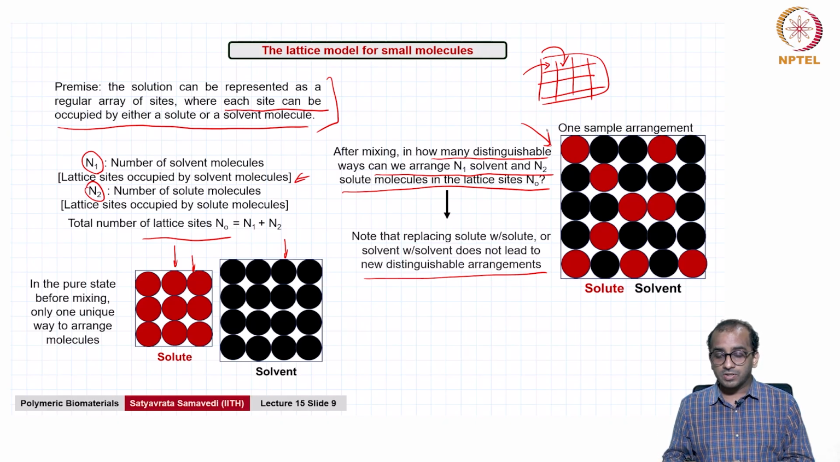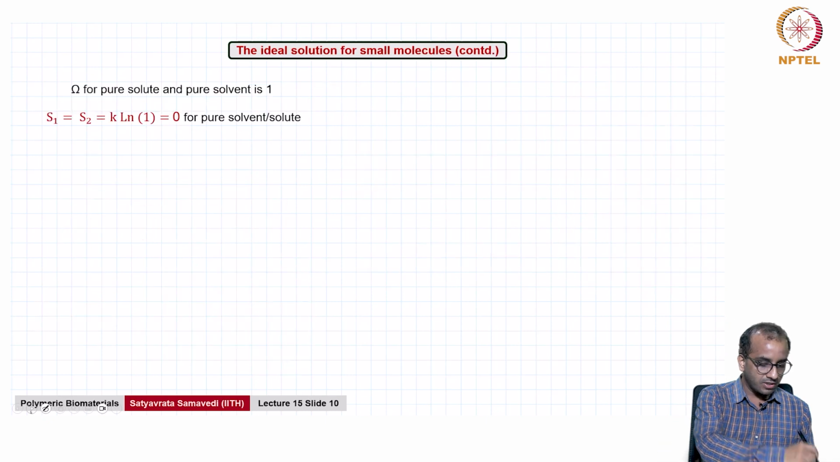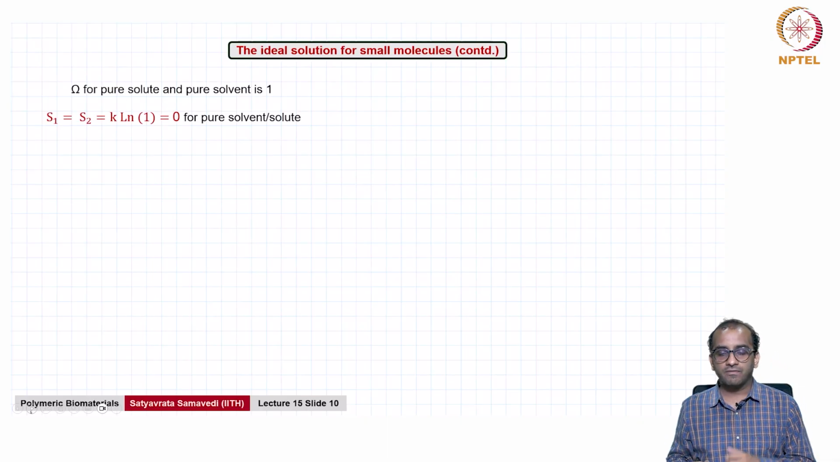The question now is, how can we determine the number of distinguishable ways of arranging these red and black balls on this lattice site, or how many distinguishable ways are there to mix the solvent and solute molecules in the mixed state from a microstate perspective? How many distinguishable microstates or configurations exist? That question is going to lead us to ultimately figuring out how to determine delta S mix.